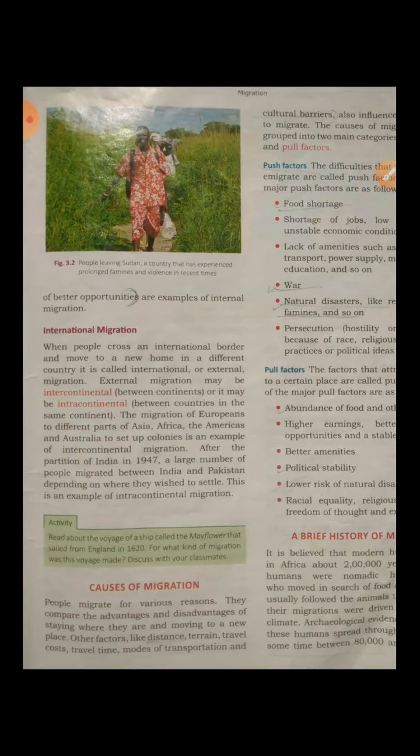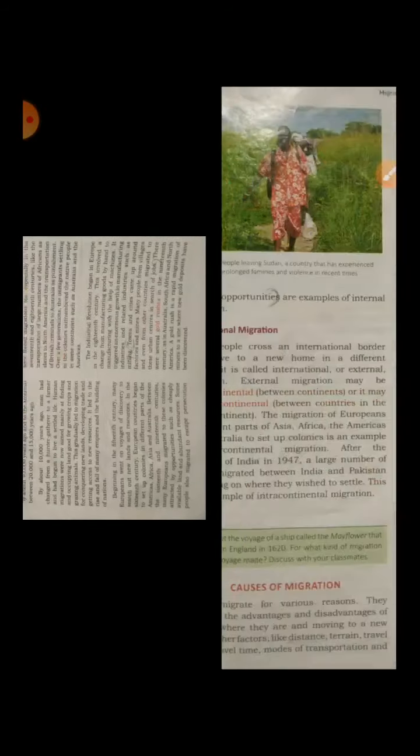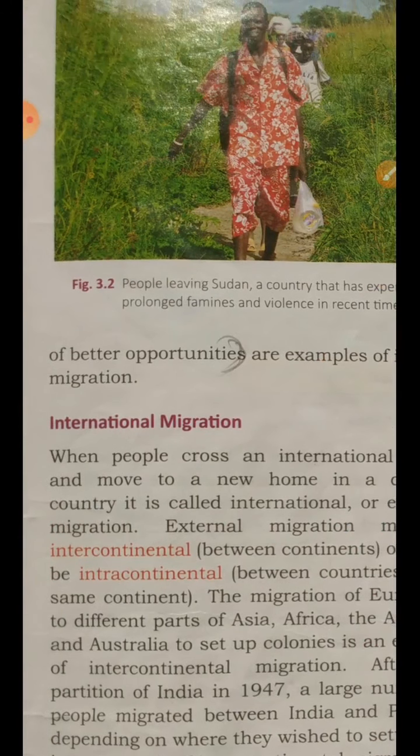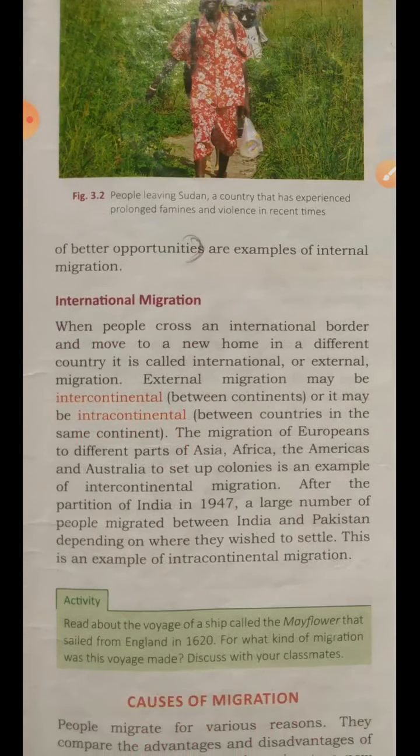Now coming on next page, you can see we are on this page. Then in figure 3.2 they are showing people leaving from Sudan, a country that has experienced prolonged famine. Famine means there is so much dryness and violence is there in recent times. So people have migrated, they have moved with their belongings, you can see.